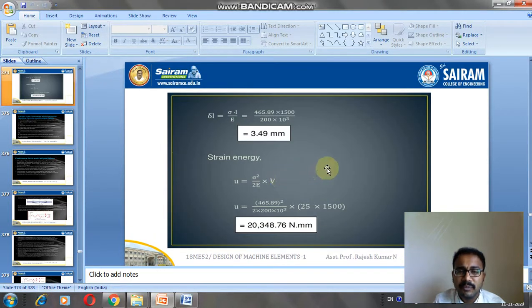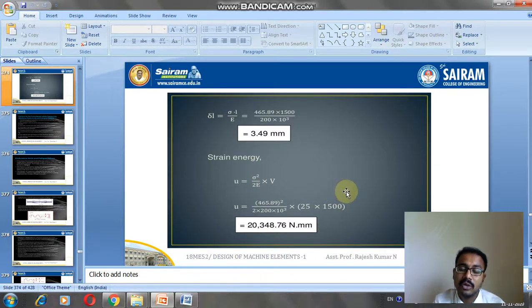So this is how we need to solve the first one. And the second one, the instantaneous deflection, that is stress into length divided by the Young's modulus. Again I know all the values, so after substituting in the formula, I'll be getting the deflection value as 3.49 mm. And strain energy, the same formula, sigma square by 2E into volume. So again the volume is nothing but the length into the area of cross section. So after the substitution in this given formula, finally the strain energy we will be getting as 20,348.76 Newton mm. So this is the output for this particular problem.